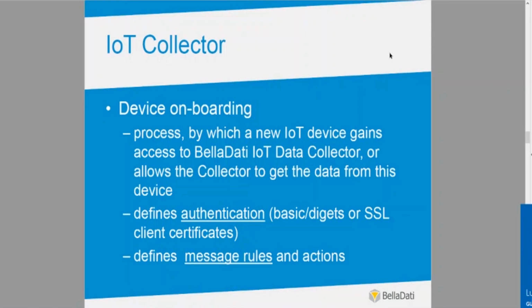So it basically defines the authentication. I mentioned it many times. Basic, digest, SSL certificates, or non-authenticated devices can be used as well. Of course, in this case, there is a huge risk that somebody else will be able to read the data or send the data. It's just for the sandbox or for demo purposes. And device onboarding consists of defining the message rules and the actions. So all this can be done manually, as I mentioned, on the server or through the IoT console.